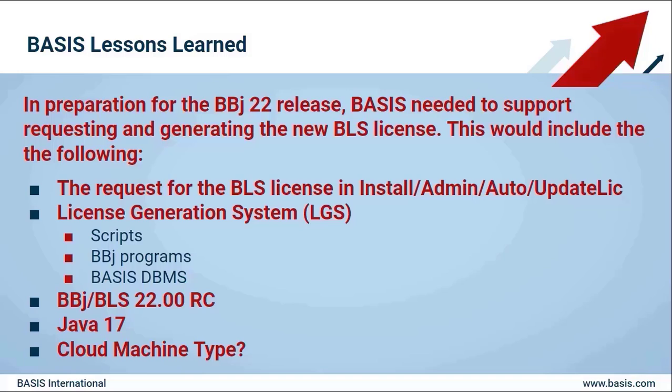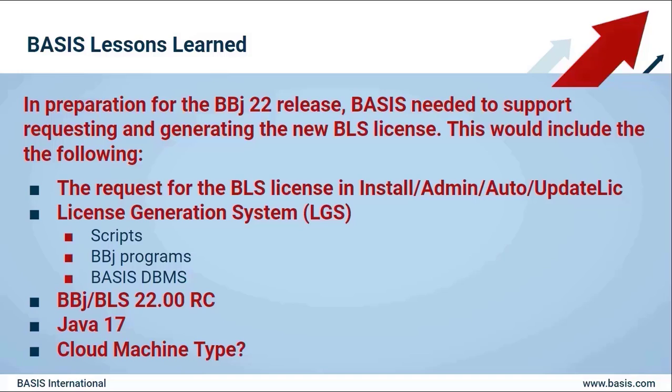The license generation system, the LGS, we're going to call it here, is our system that actually creates the license upon those requests. And it's built of scripts, BBJ programs, and the Basis DBMS. This also includes that we want to use the BBJ and BLS22 release candidate, because we believe in our eat your own dog food kind of thing. We always test our release candidates on our production system before we actually release it to the public.